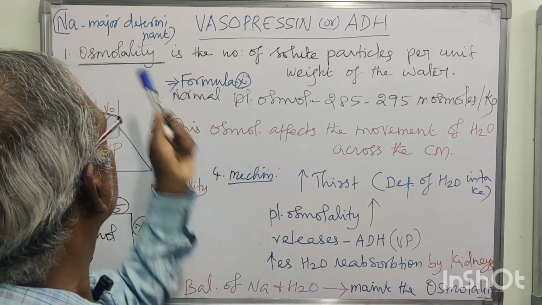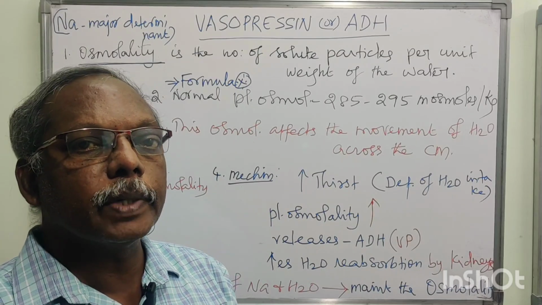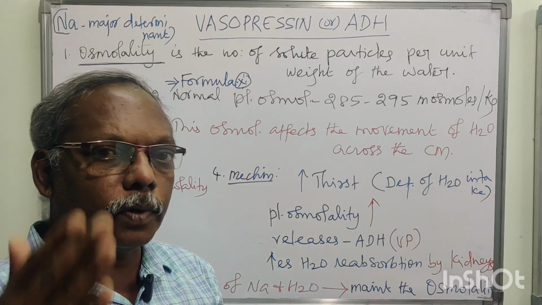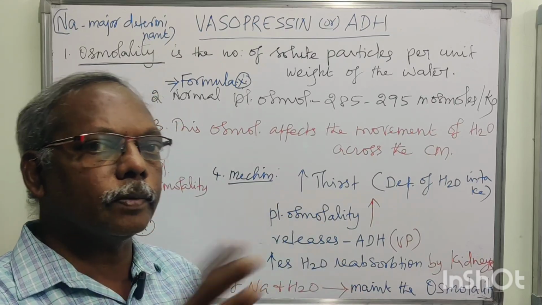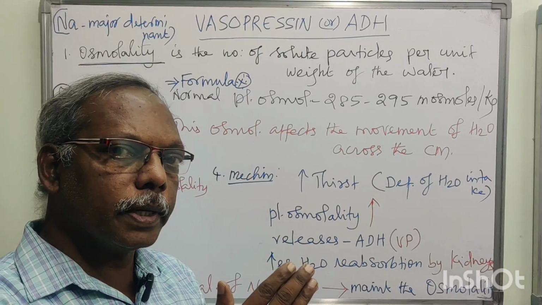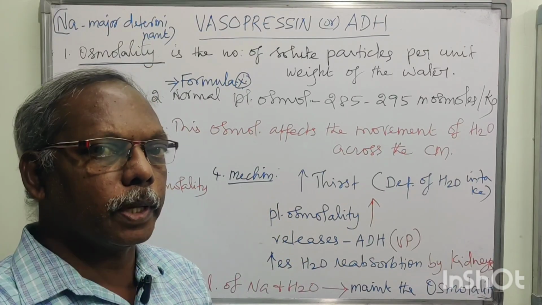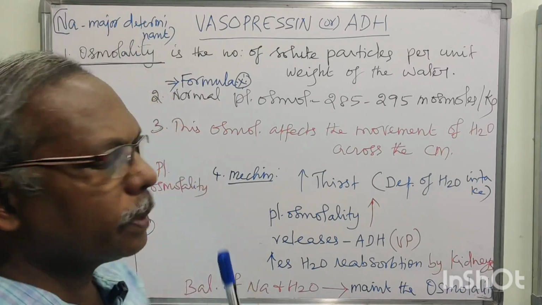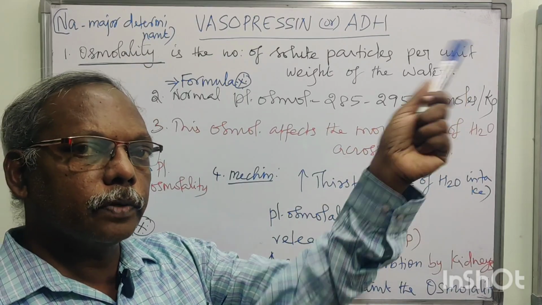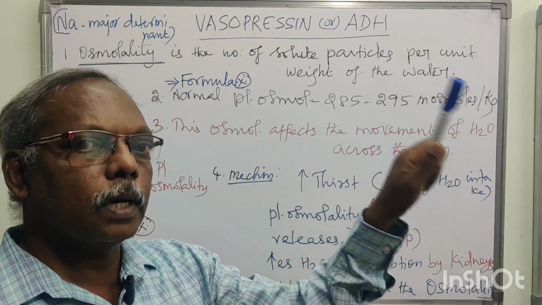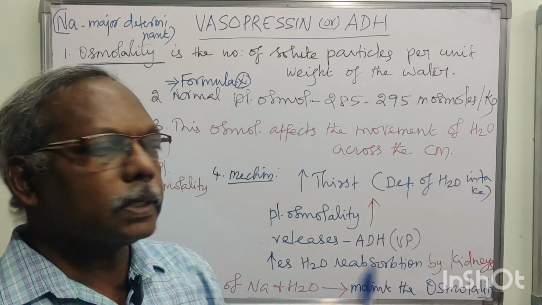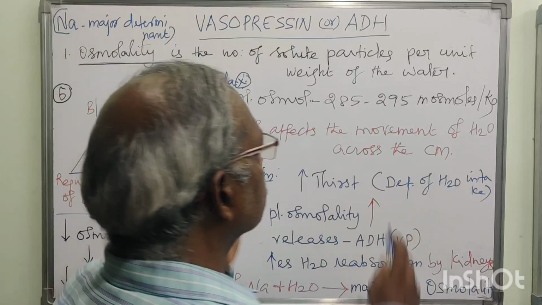Second, the major determinant of this osmolality is the electrolyte sodium. If the sodium is affected, water is affected. If water is affected, sodium will be affected. Like that they will be balanced. That is sodium and water balance, or electrolyte and water balance. Electrolyte means mainly sodium. So sodium is the major determinant of the osmolality. In the previous video I gave the formula, how it is derived and the normal level. Here also I want to tell the normal level, that is 285 to 295 milliosmoles per kilogram.